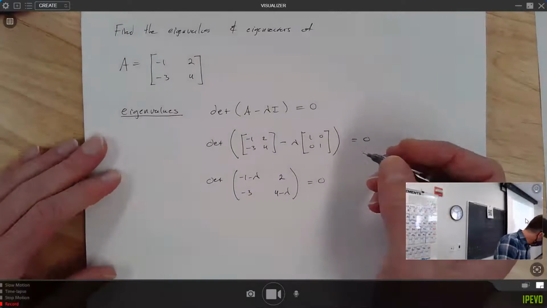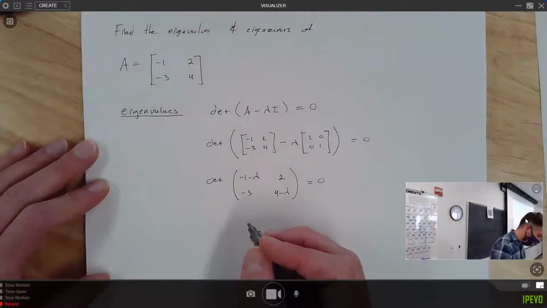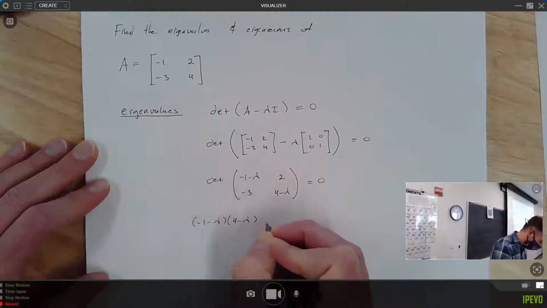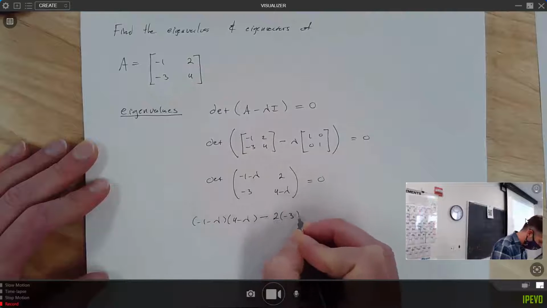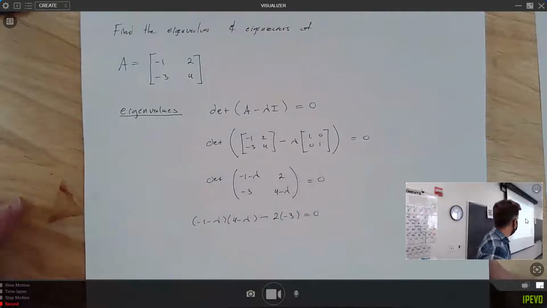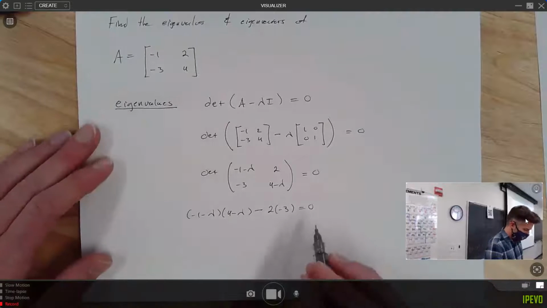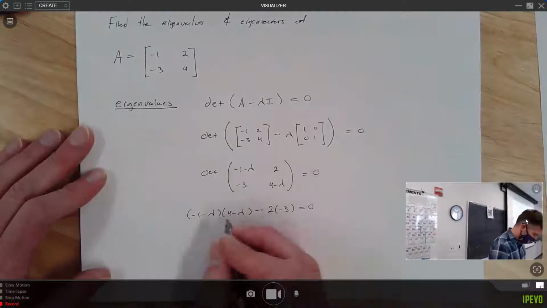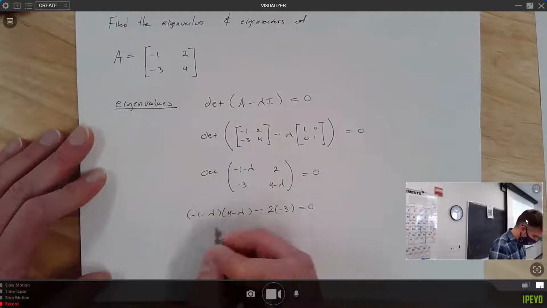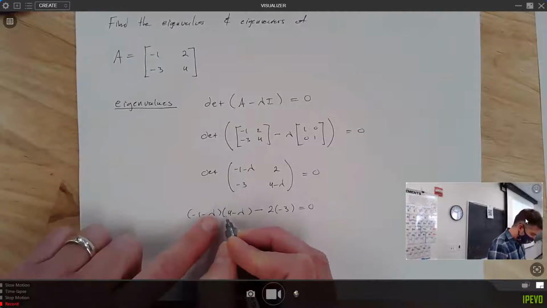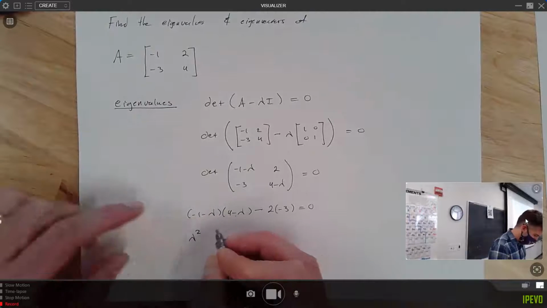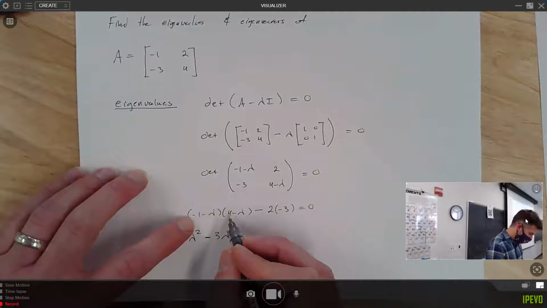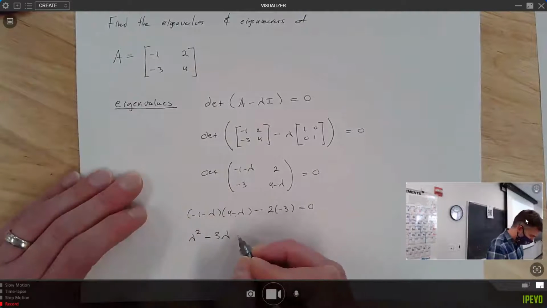I really like it. All right, so solving this, it's going to be (-1 minus lambda) times (4 minus lambda) minus 2 times -3 equal to 0. Or more generally, product of the diagonals minus product of the off diagonals. Multiplying this out, negative lambda times negative lambda is lambda squared. And a minus 4 lambda plus a lambda is going to be a minus 3 lambda. And then I have a minus 4 plus 6, which is plus 2.